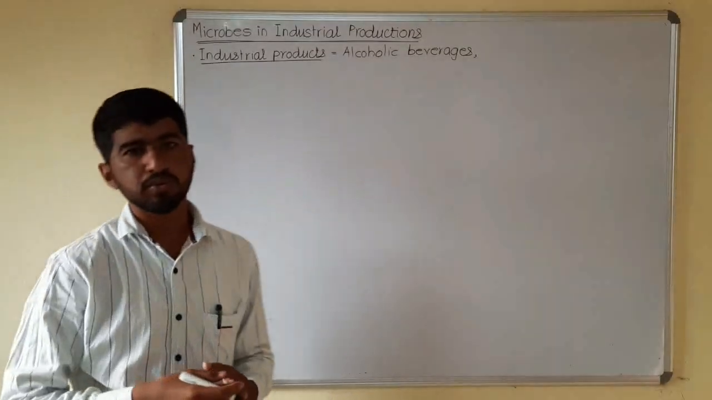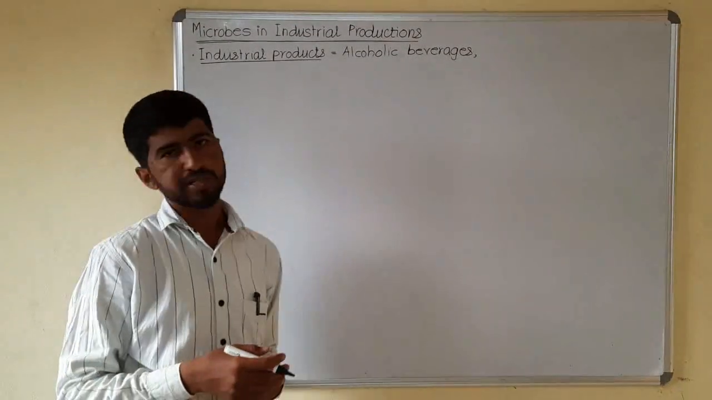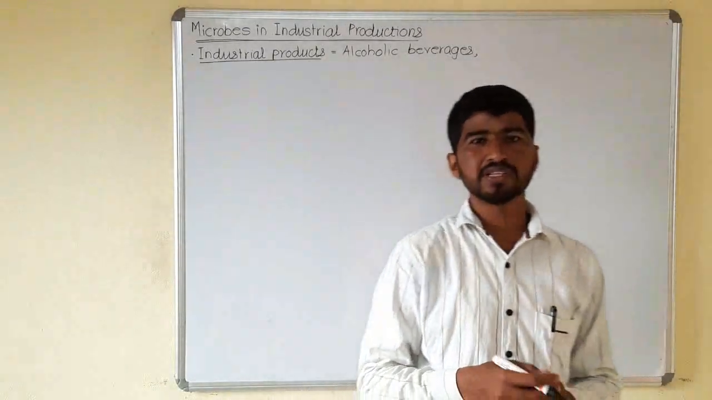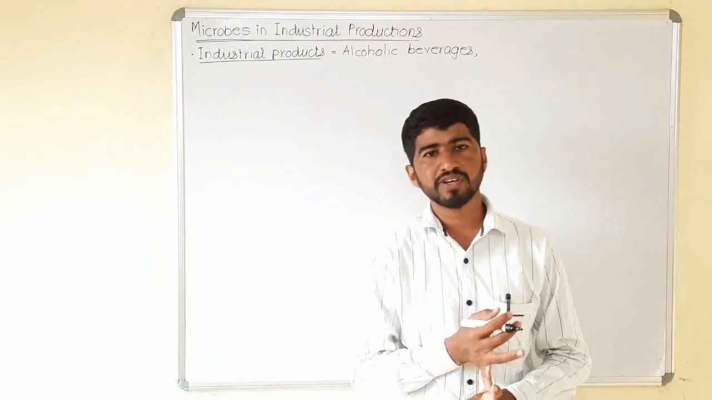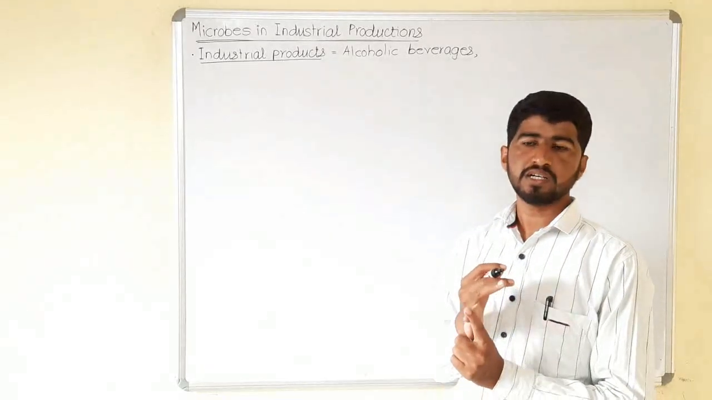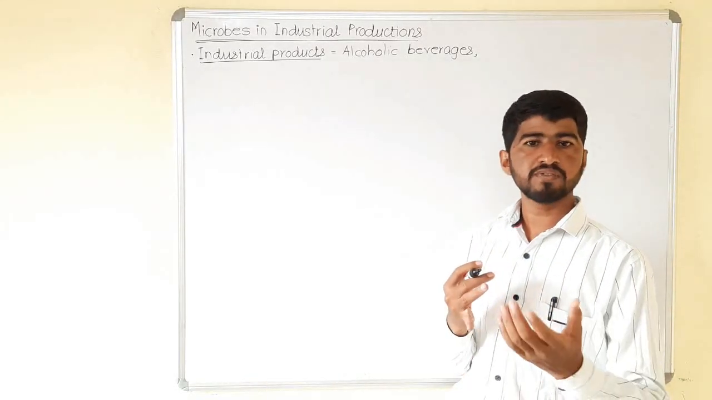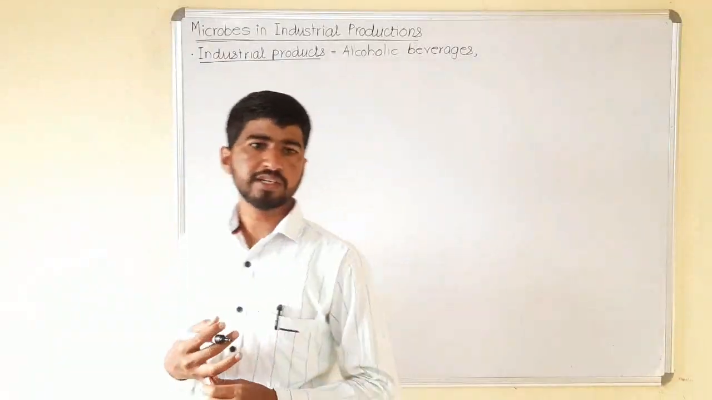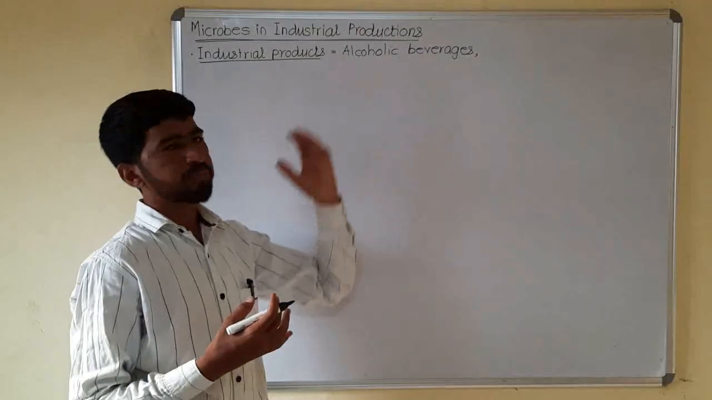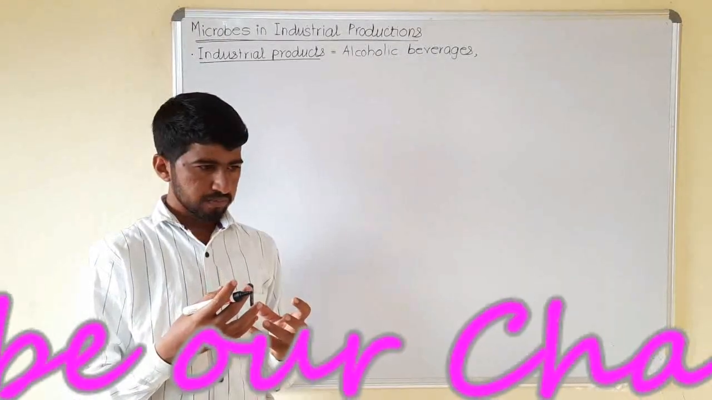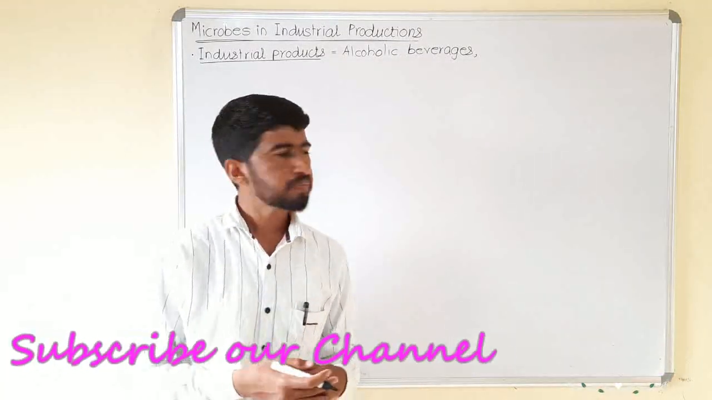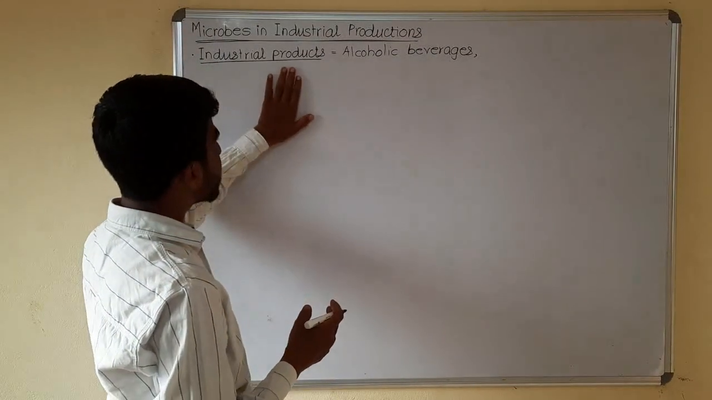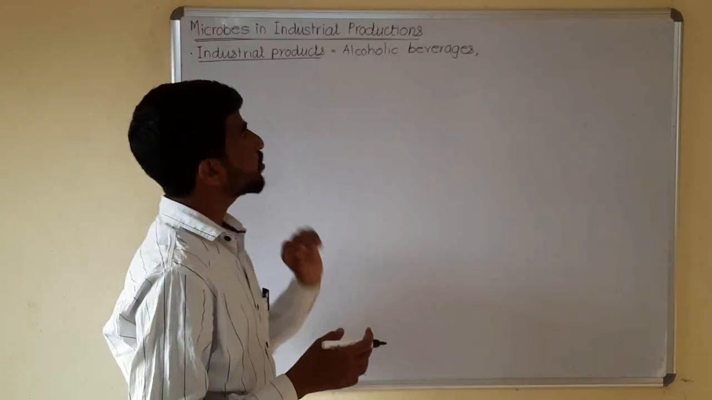Alcoholic beverages are not only used for drinking purposes, they are also useful for medicinal purposes. So to prepare sanitizer, different kinds of perfume, even also they are useful to prepare different kinds of surface cleaners. So here we just take the industrial products. What about the alcoholic beverages?